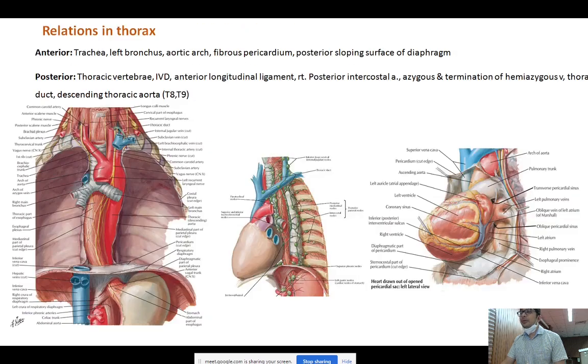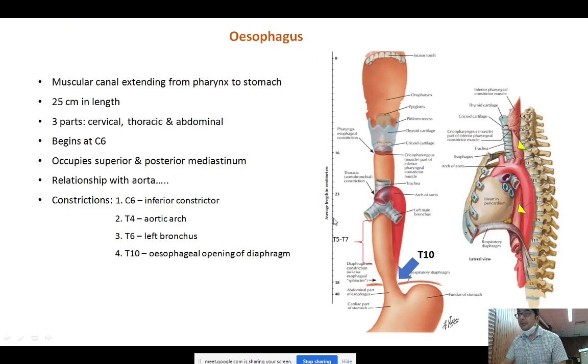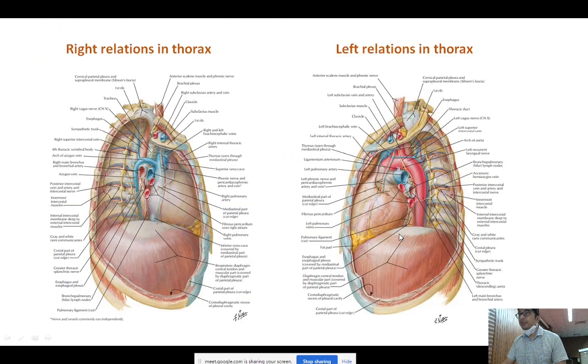Then the thoracic duct. You can see this one. There is a duct which is draining the lymph and opening into the junction here. So this is the thoracic duct. And the descending thoracic aorta. As we have seen in the earlier picture, the descending thoracic aorta will go posterior to the esophagus. So these are the posterior relations of the esophagus.